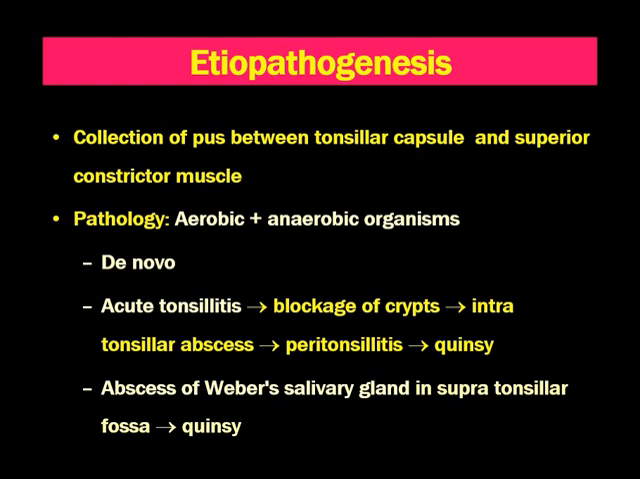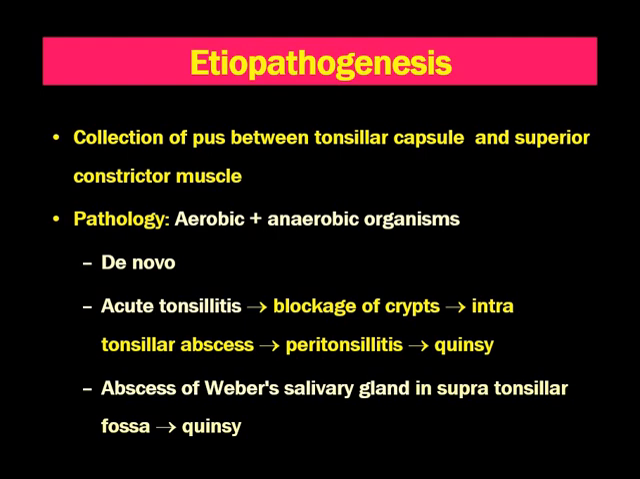Quinsy or peritonsillar abscess is defined as collection of pus between tonsillar capsule and superior constrictor muscle. This condition is usually found towards the upper pole of the tonsil, where there is more of the loose areolar tissue, and less commonly found towards the lower pole area of the tonsil.